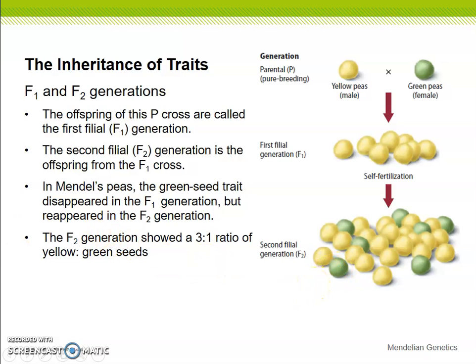All right, so the offspring of the pea cross are called the first filial generation. The second filial generation is the offspring from the F1 generation. In Mendel's peas, the green-seeded trait disappeared in the F1 generation. There were absolutely no green seeds in the F1 generation, but they reappeared in the F2 generation. And when Mendel looked at the number of yellow seeds compared to green seeds, he noticed that there was a 3-to-1 ratio. So if he had 100 seeds, approximately 75 of them would be yellow and 25 of them would be green. That's a 3-to-1 ratio.